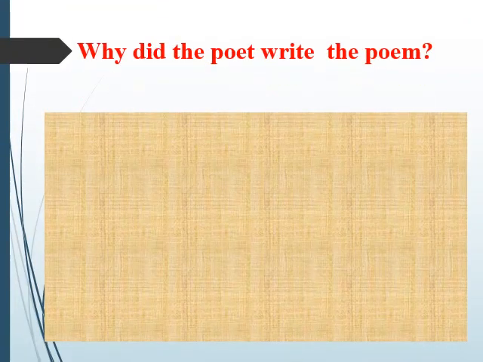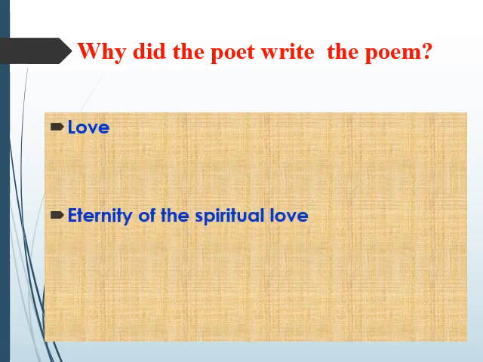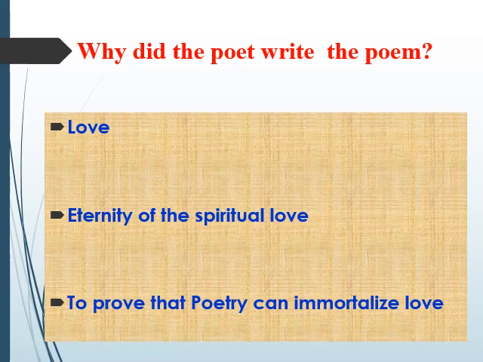So, why did the poet write the poem? What are the motivations behind it, or the reason? First, love, because he loved her. Second, eternity of the spiritual love. He would like to explain that the spiritual love is eternal, to prove that poetry and literature can immortalize love.